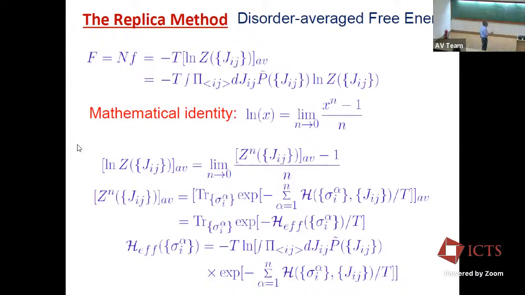And this works for this little f, which is this whole thing divided by n, the free energy per particle, that is self-averaging. And to do that, one has to calculate this quantity.